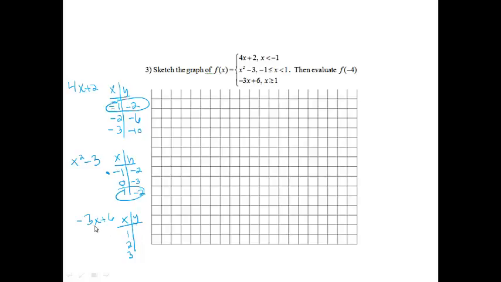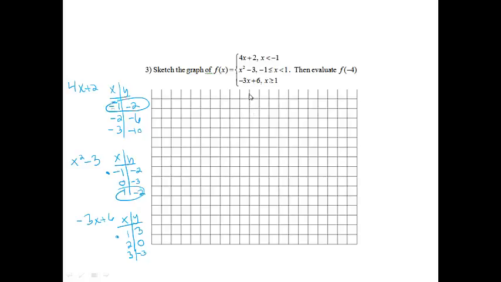Plug in 1, negative 3 times 1 is negative 3 plus 6 is 3. Plug in 2, negative 3 times 2 is negative 6 plus 6 is 0. And 3, negative 3 times 3 is negative 9 plus 6 is negative 3. So that should be all set. This one is x is greater than or equal to 1, so at 1 there will be a closed circle.